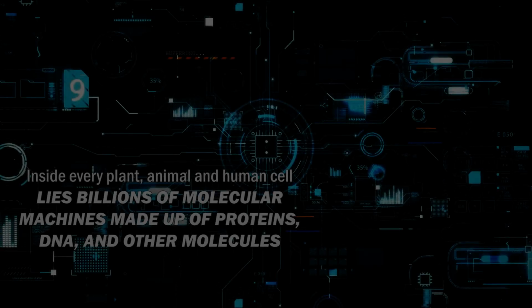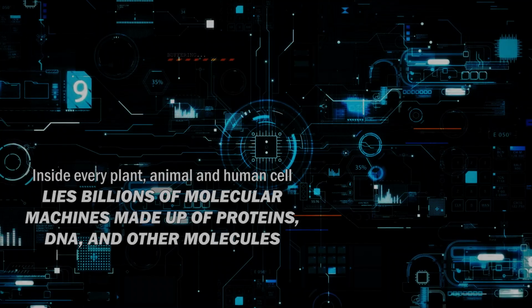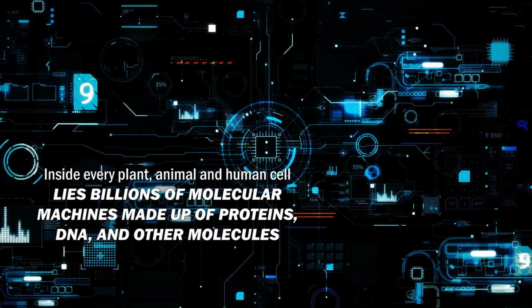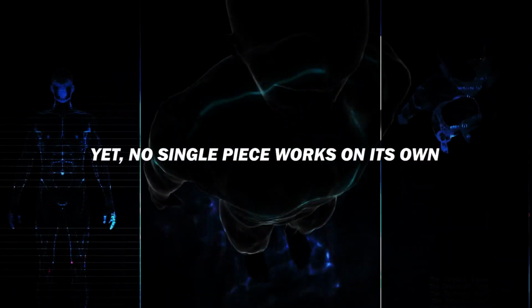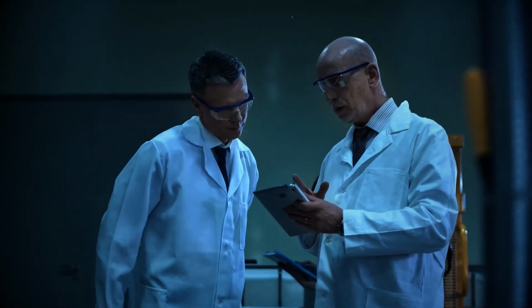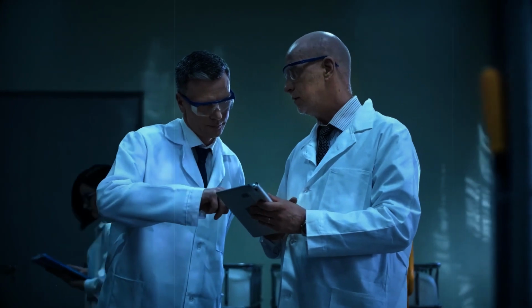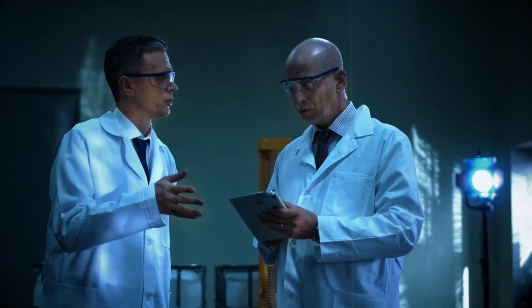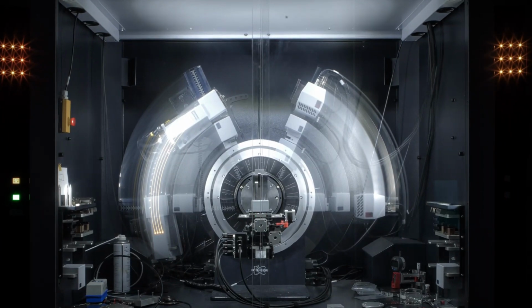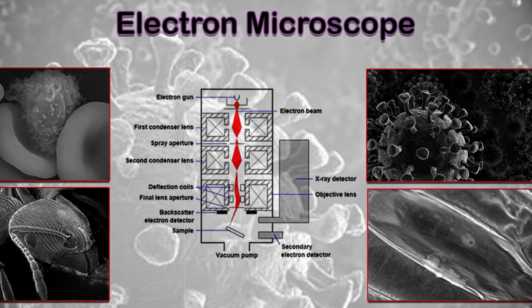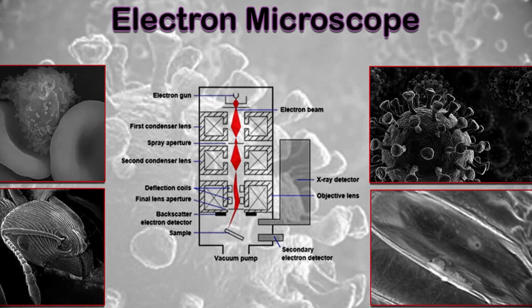Inside every plant, animal, and human cell lie billions of molecular machines made up of proteins, DNA, and other molecules. Yet, no single piece works on its own. Scientists have concluded that only by seeing how they interact together across millions of different combinations can we truly understand life's processes.